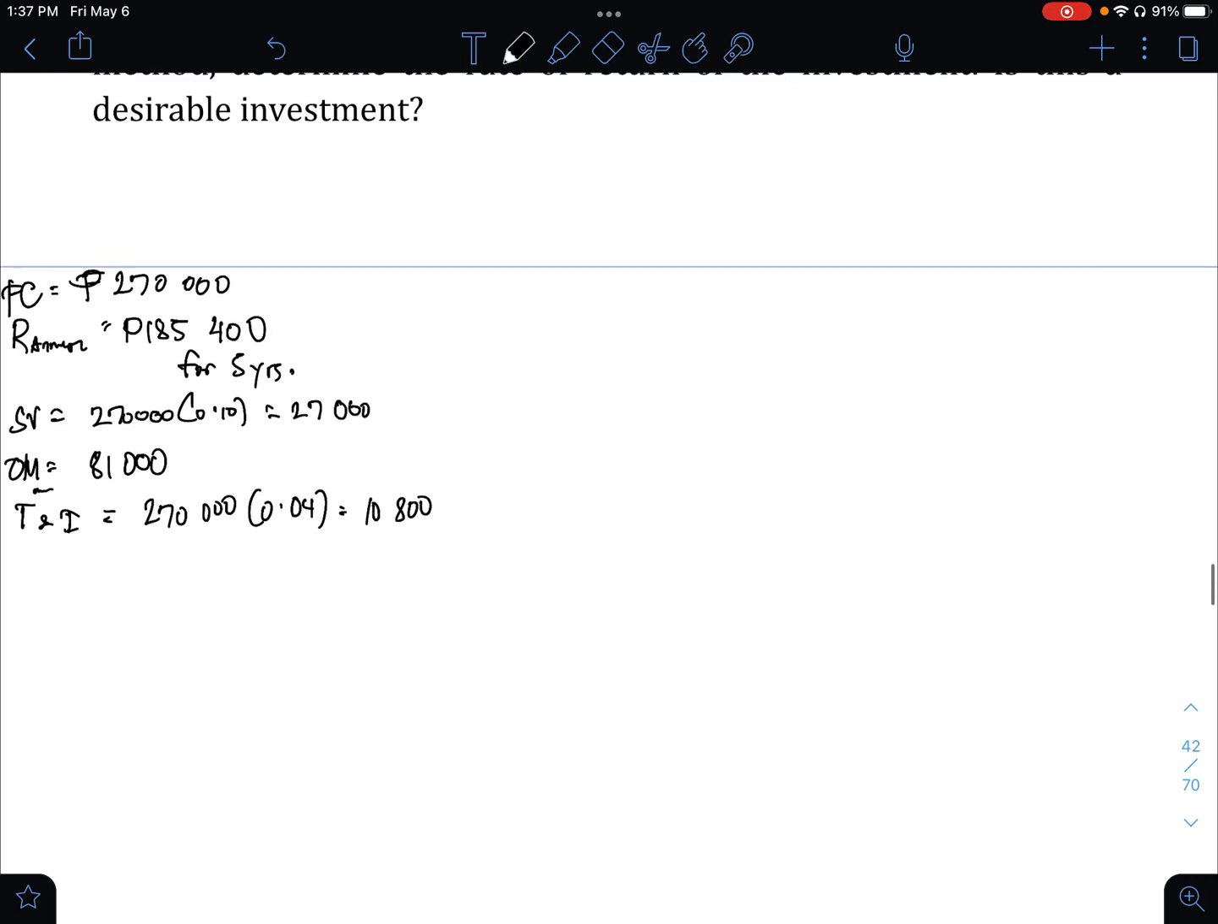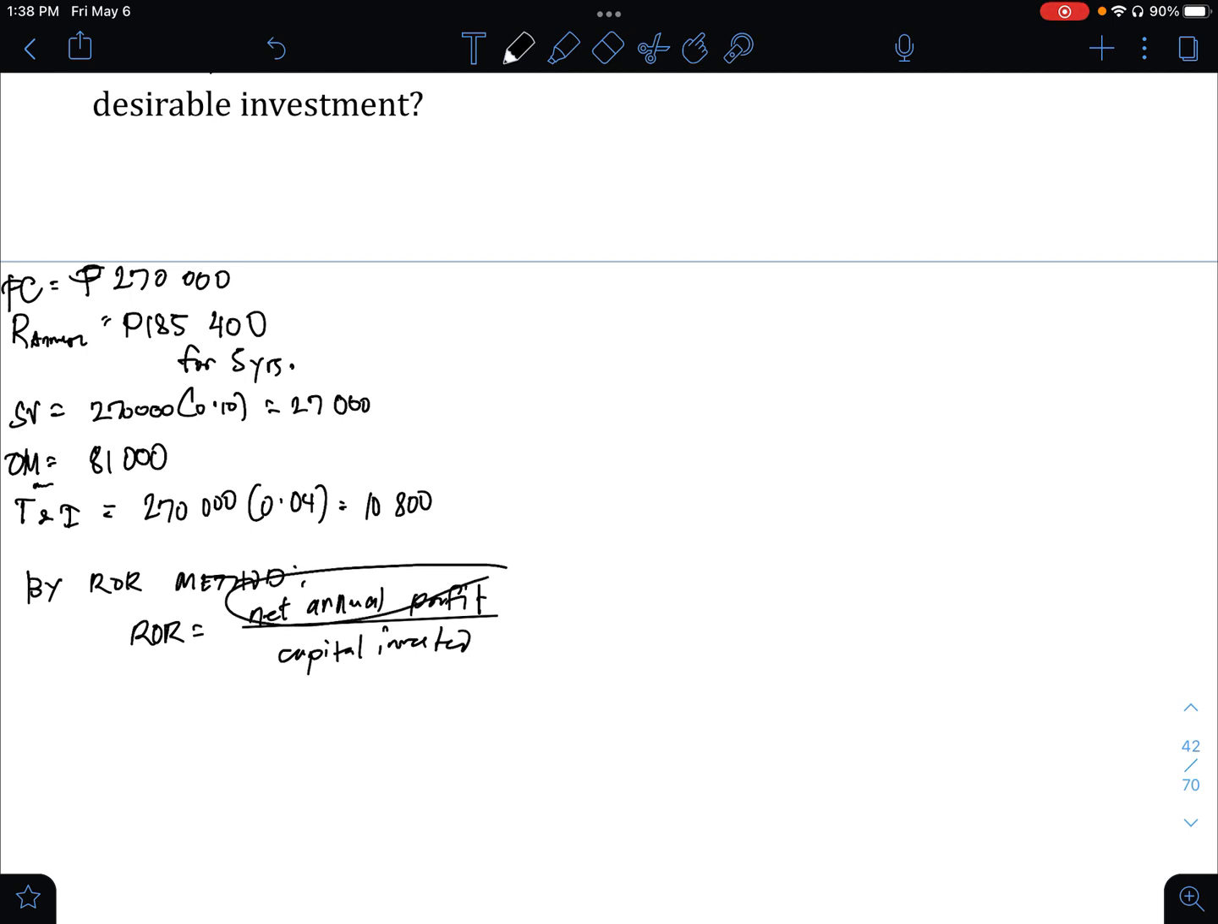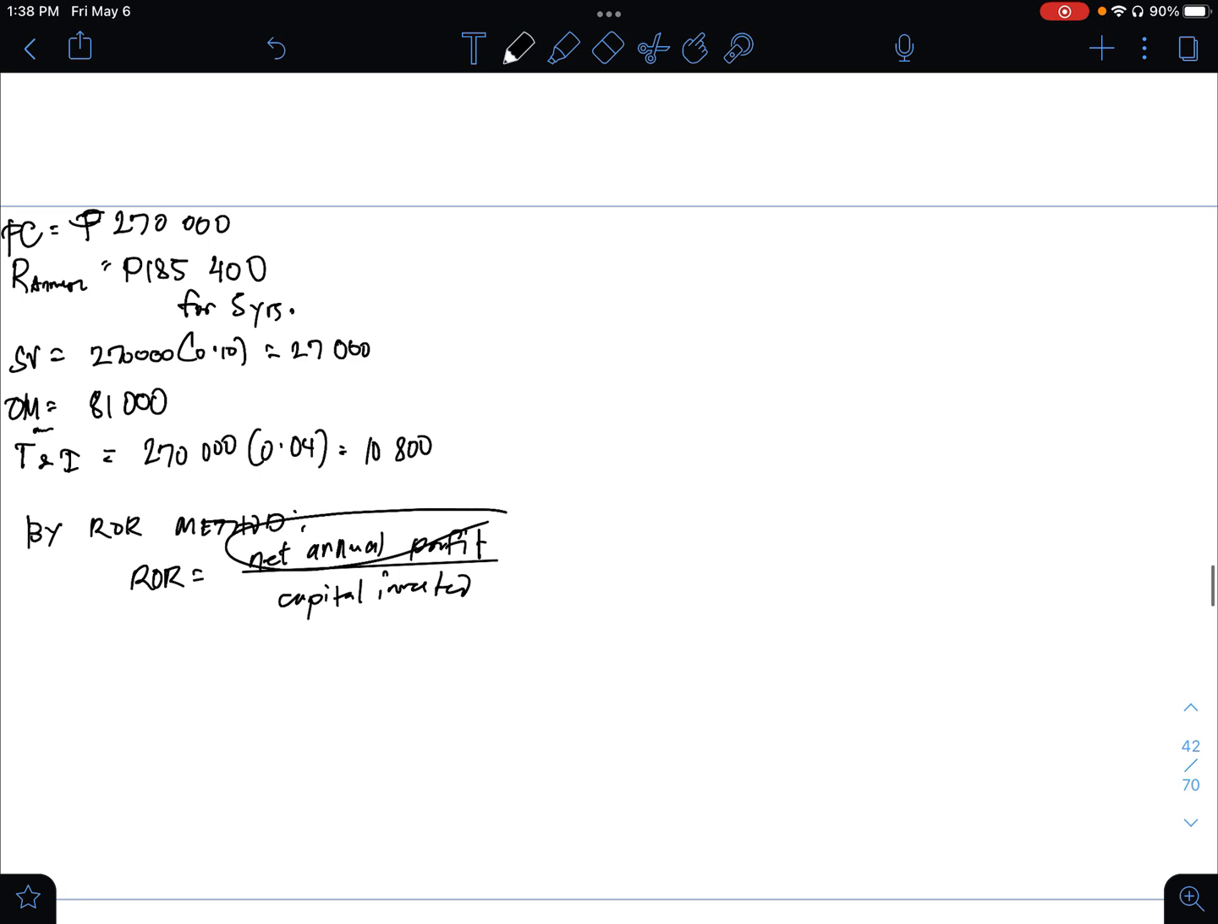So remember that in the ROR method, the rate of return method, the formula is ROR equals the net annual profit divided by the capital that you have invested. Of course, we are going to find the net annual profit first, because there are many factors to get the profit. We have to get the cash inflows and the cash outflows first. So, we have to get the total annual cost first.